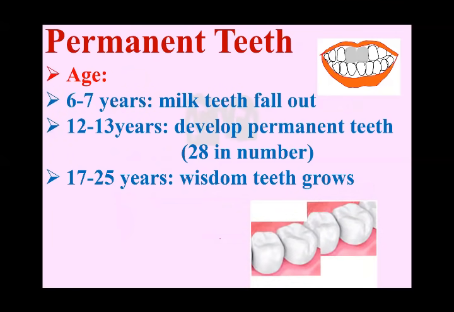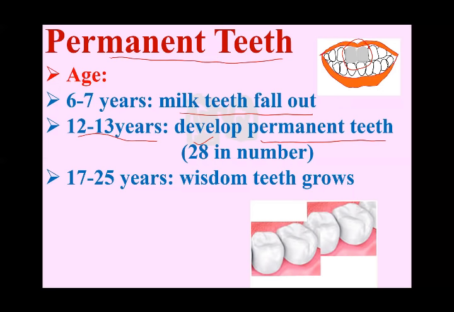The next topic was permanent teeth. As the age grows, milk teeth start falling out, as shown here in this image. By the age of 12 to 13 years, milk teeth fully fall out and a complete set of permanent teeth takes their place. Permanent teeth are also known as adult teeth, and these teeth are 28 in number.